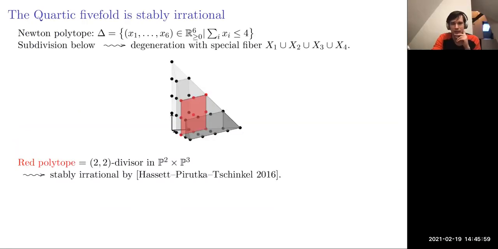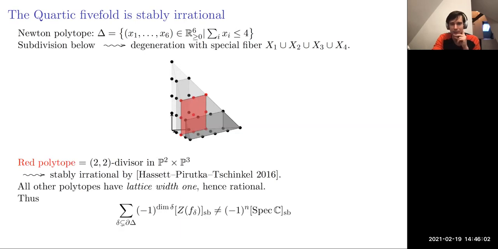Okay, so this is a strategy that, there was one thing I wanted to say. Here we have a result about quartic fivefolds, so dimension 5. But the irrational input here is from this smaller polytope. And this corresponds to some fourfold inside P2 cross P3. So I think it's quite interesting that you deduce irrationality of a fivefold from a fourfold.